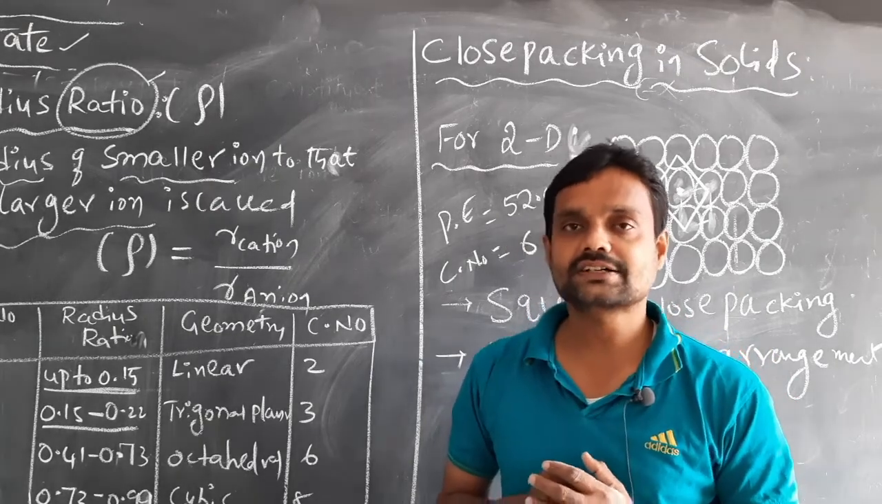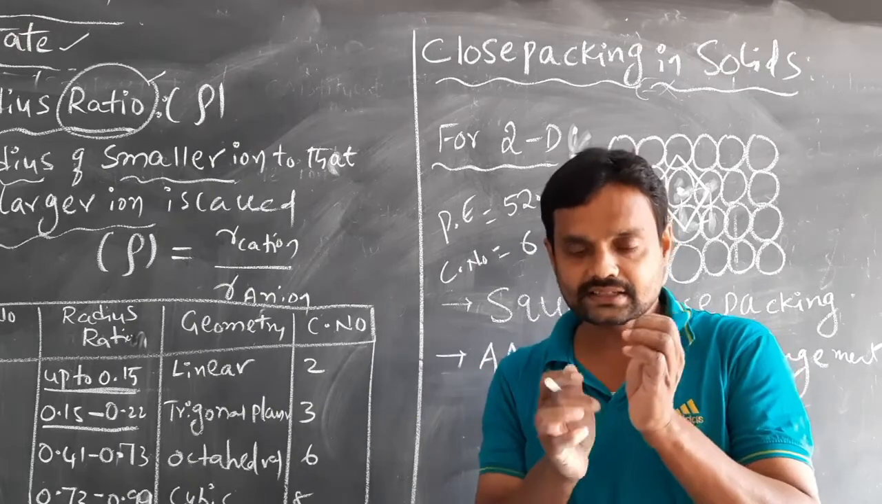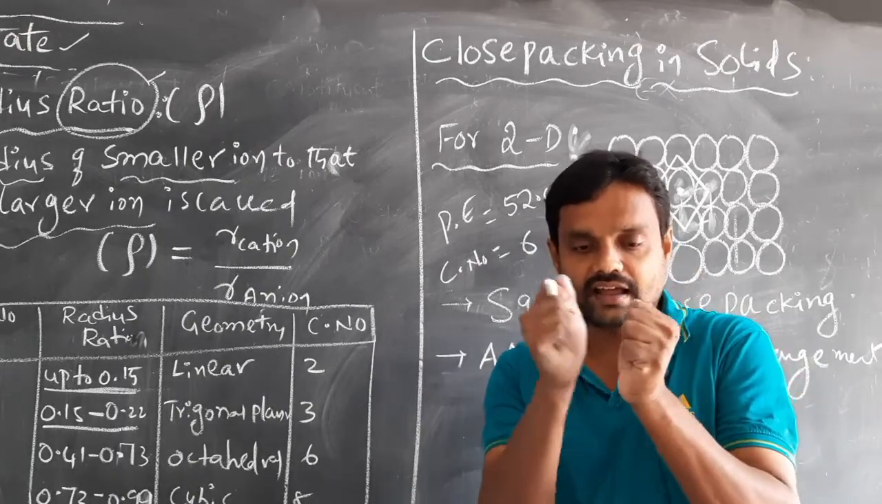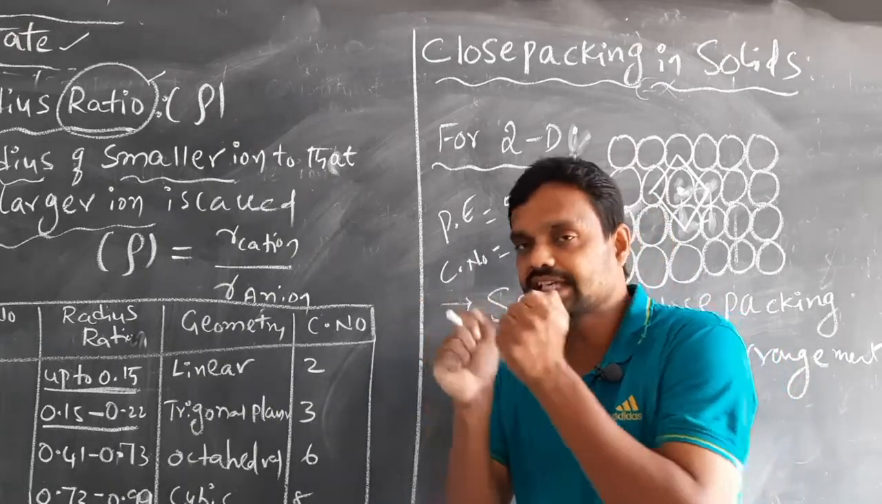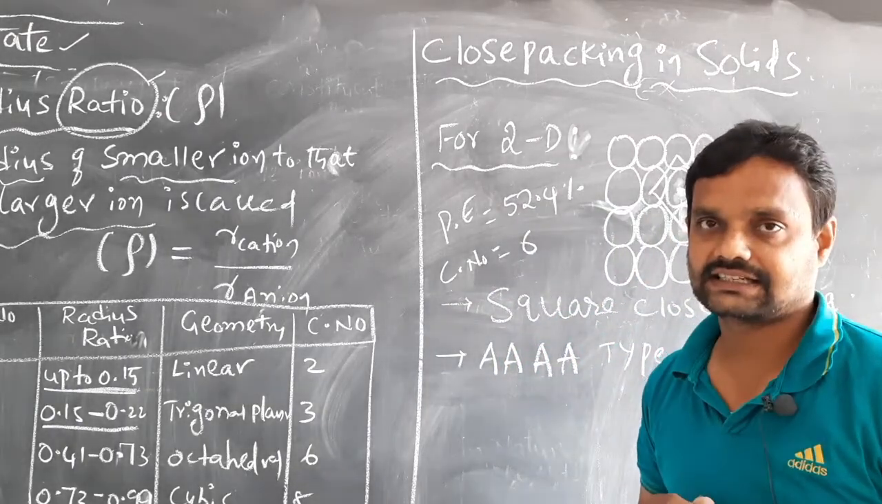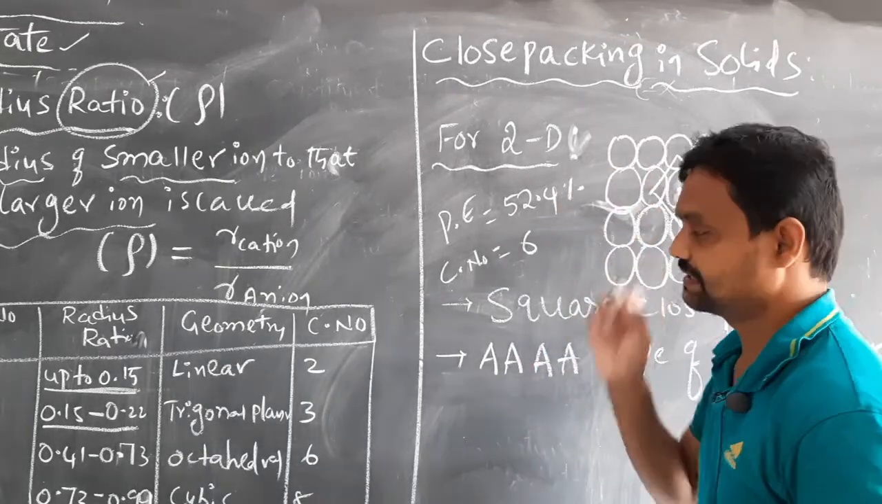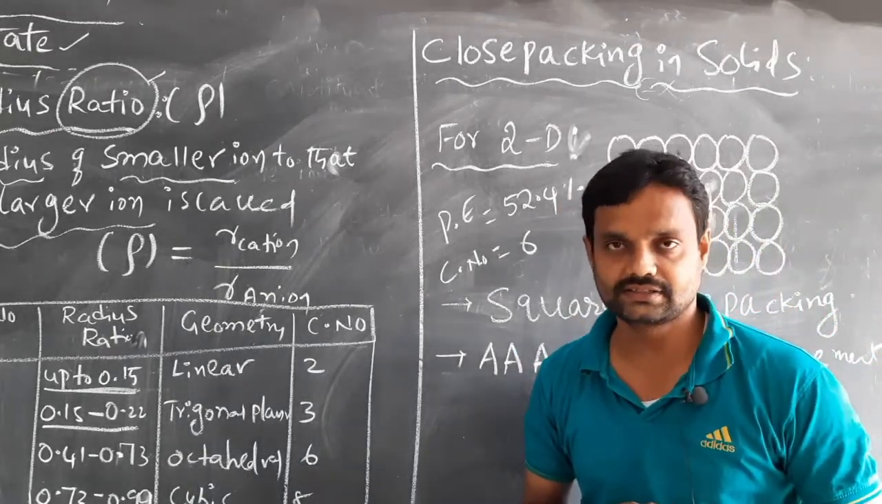Simply that is called close packing. What is that? Close packing. Atom, atom or ion, ion. How can they arrange in a solid? Simply that is considered close packing. So our topic is the close packing in solids.